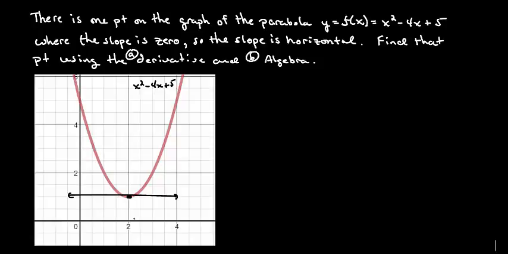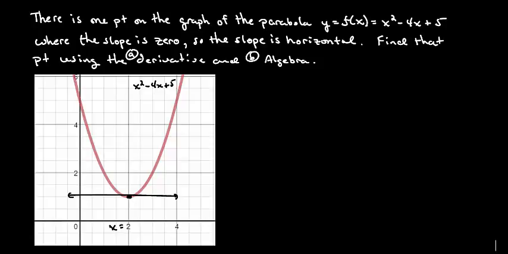Now, if you look here at the graph, it looks like it occurs at an x value of 2. Now, we're going to go ahead and show that it does actually occur at the x value of 2 using both a little bit of calculus with the derivative and then also using some algebra that you're familiar with. Okay, so to get started, let's go ahead with the calculus part of it.